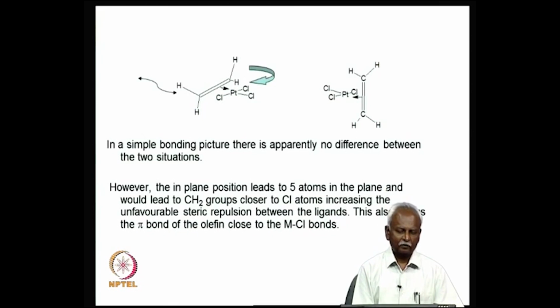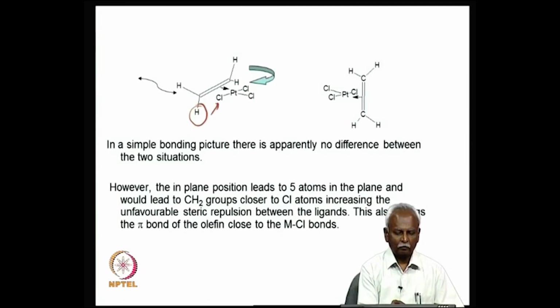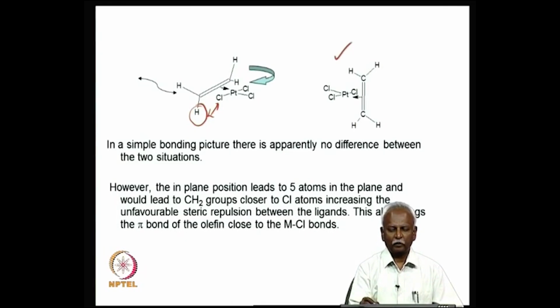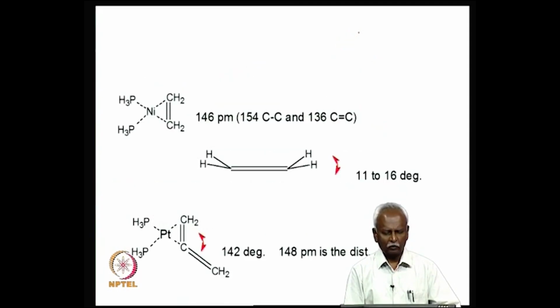In general, it is more important when you have a bulky group in this position, then it interacts with the chlorine significantly. But even with an ethylene, the molecule prefers this orientation much better, and so that is the more stable, crystallographically characterized system. So, let us move on. Let us take a look at a few of the characteristics that are significant.